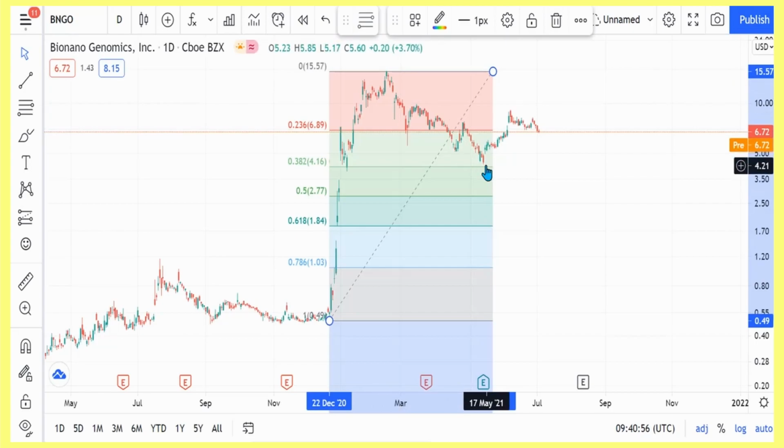That's why if you want to have a smooth analysis, I recommend you to use a log chart, especially when you are dealing with a price that actually has a huge jump. Okay, you see a lot of difference in that.